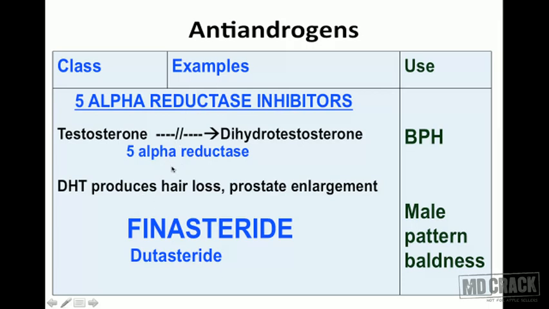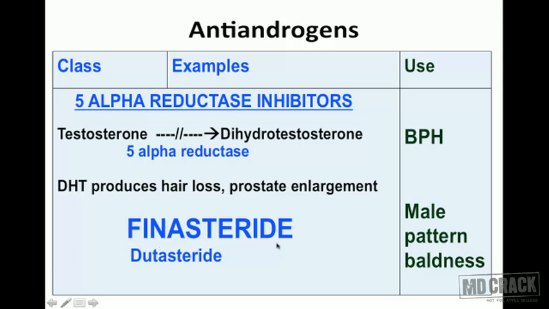Look at the sign of inhibition. We have drugs which are 5-alpha reductase inhibitors. They are going to inhibit the 5-alpha reductase, so they will not allow the active form of testosterone, that's dihydrotestosterone, to be formed, which is going to act on the various androgen receptors. Name of the drug is finasteride, and one more substance is dutasteride.